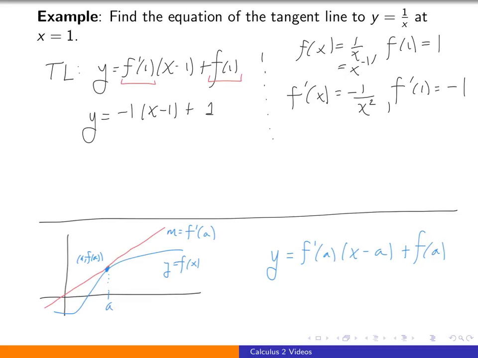And if we simplify this just a smidge, think of that minus 1 distributing through, we'll have minus x plus 1 plus 1, which gives us the equation of the tangent line to the curve y equals 1 over x at x equals 1.